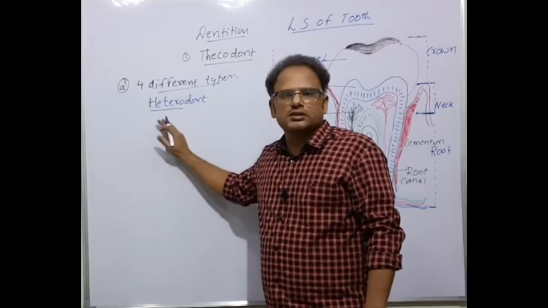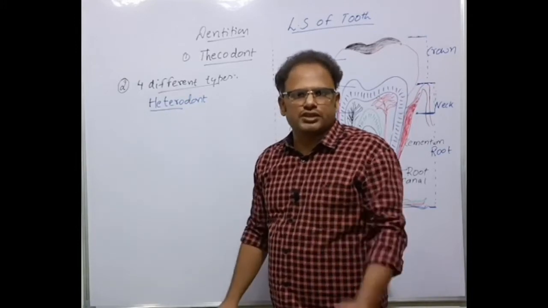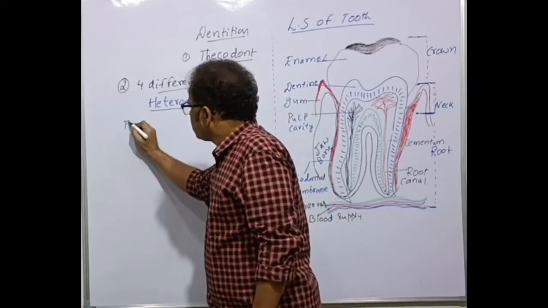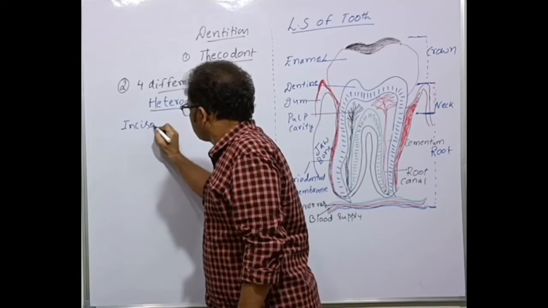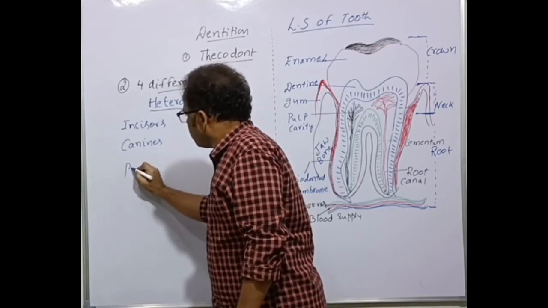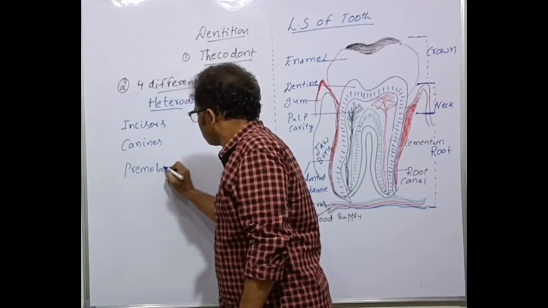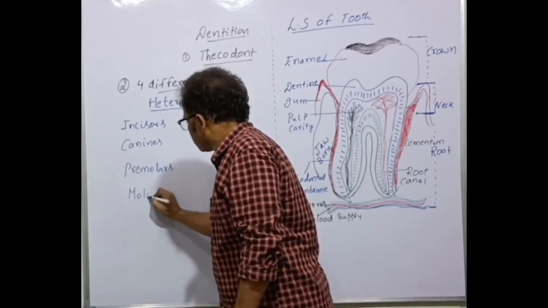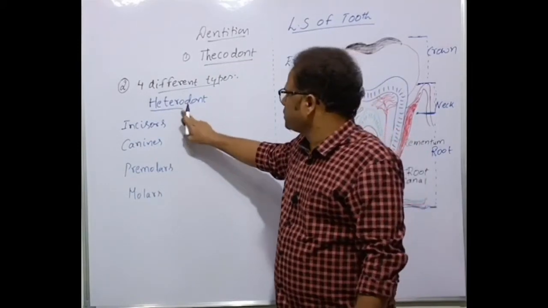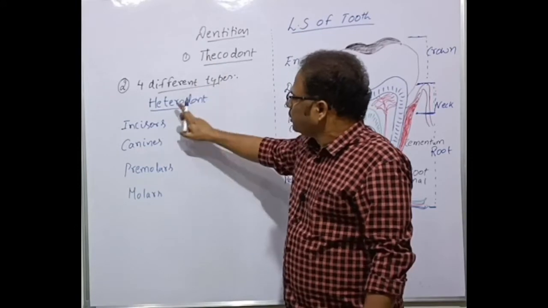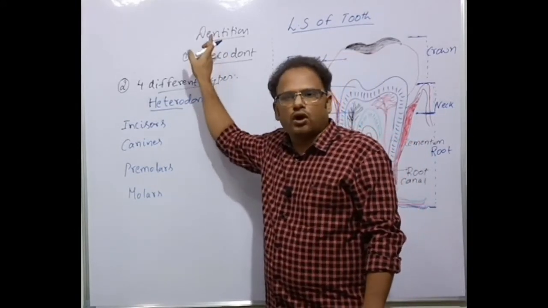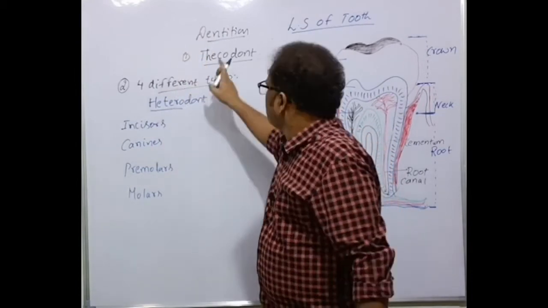Whereas in mammals, four different types of teeth are present. For example, in human beings they are called incisors, canines, premolars, and molars. So four different types of teeth are present. Hence it is called heterodont. One is thecodont. Next, number two is heterodont dentition. Dentition means the pattern of arrangement of the teeth.